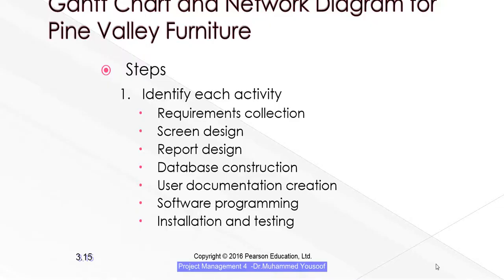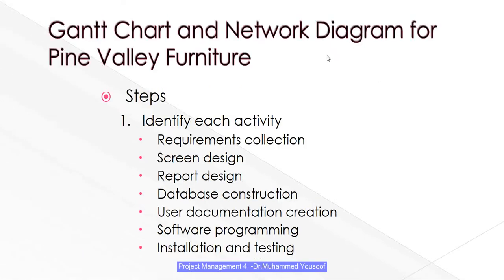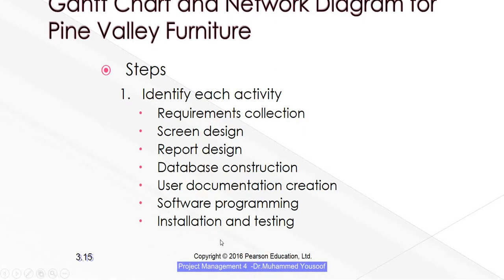What are the steps in developing this Gantt chart or the network diagram? Very simple. First, you have to identify each activity. That means, as I told you before, the project is divided into many small parts. So here your task is actually to identify each activity. You have to identify what are the activities that are there in the project. So you are going to divide the project into many small parts.